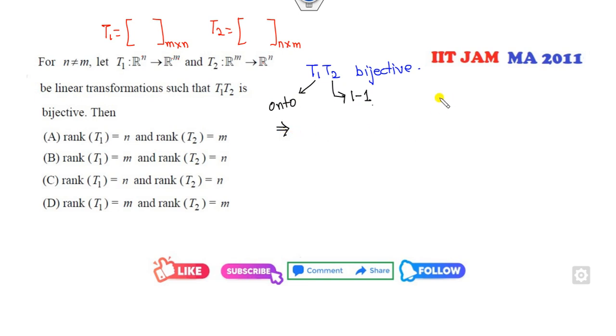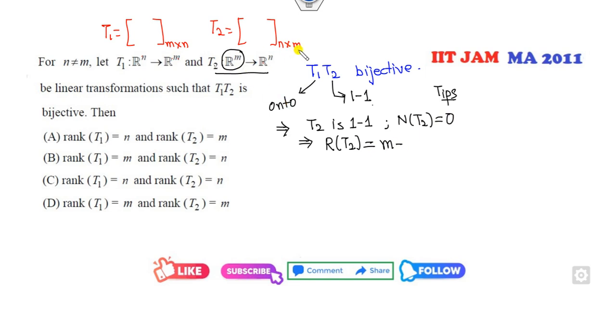Fine. Now, always remember my tips. When you say T2 is one-one, any matrix is said to be one-one if you prove the rank condition. Firstly you have to prove the rank is full. Rank being one-one means nullity of T2 will be 0. So if nullity is 0, how can you find the rank? Subtract from the number of columns. And T1 is onto. So your target is to prove T1 is onto, that is, the dimension should match the right hand side.